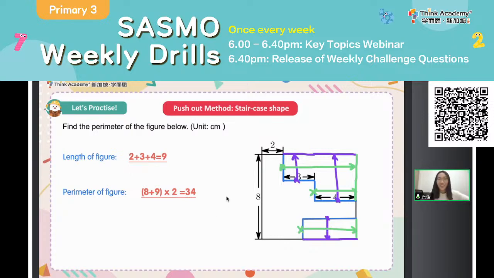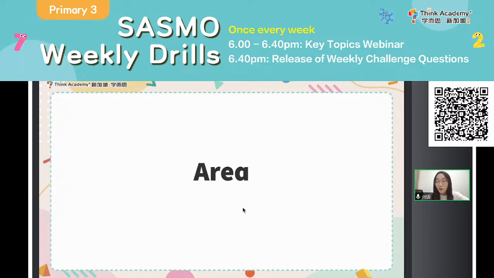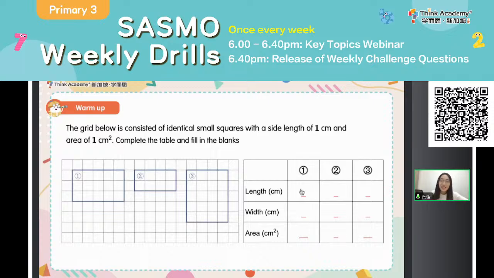Okay, good. So following this, for the next part, let's move on to area. So when it comes to the area, let's start from some quick quiz, okay? As you can see, the grid below is consisted of identical small squares with a side length of 1 centimeter and the area of 1 square centimeter. Complete the table and fill in the blanks.